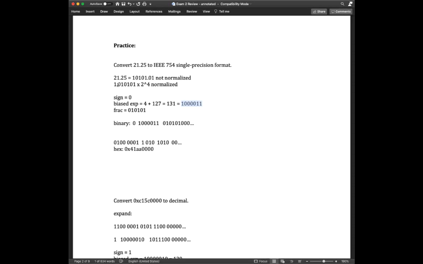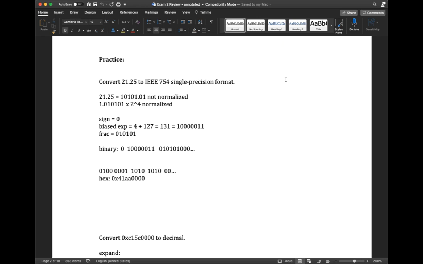And then the fractional part is everything left over. 0, 1, 0, 1, 0, 1. Keep in mind that we don't store this 1 before the point. We don't store that anywhere. So putting that all together, we have our sign bit, we have our 8 bits that are our biased exponent, and then we have the rest with trailing zeros for the fractional part. If I retype this here, I can put that in groups of 4 bits. After I type it, I can scooch it into 4-bit groups.